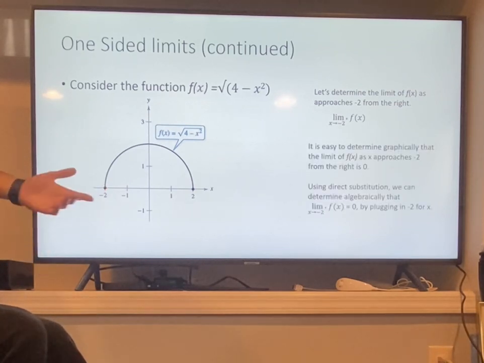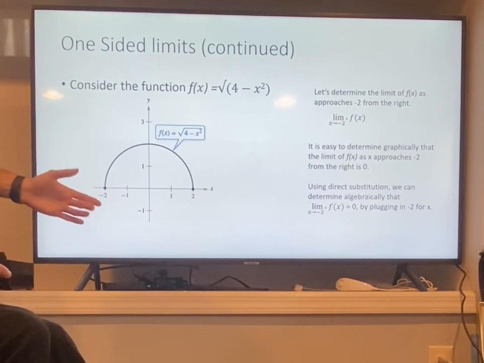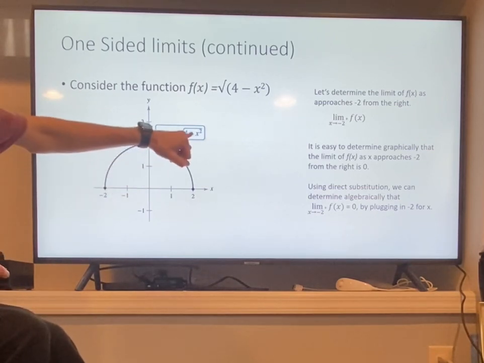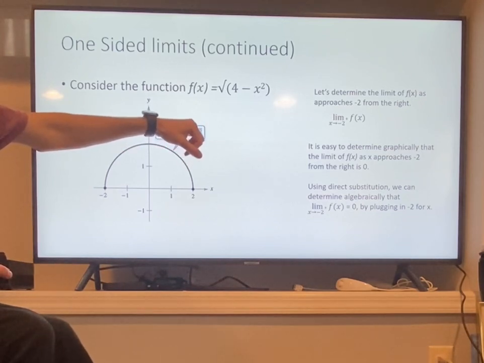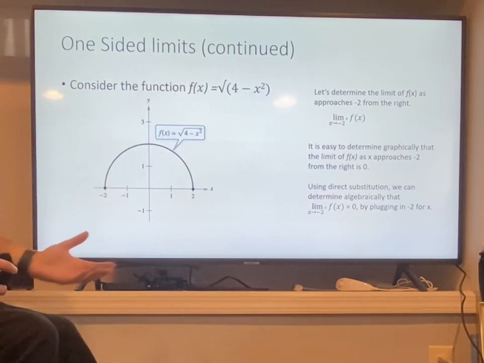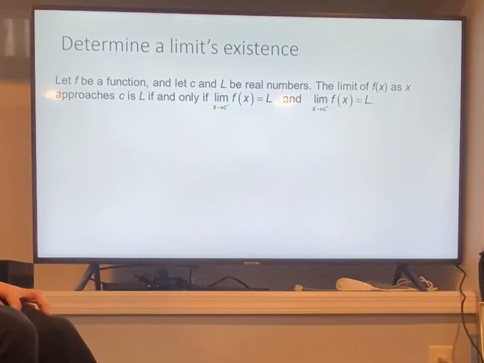We can also determine this algebraically using direct substitution. If we put -2 in for x, we get 4 minus (-2) squared, which would be 4 minus 4, which is 0.